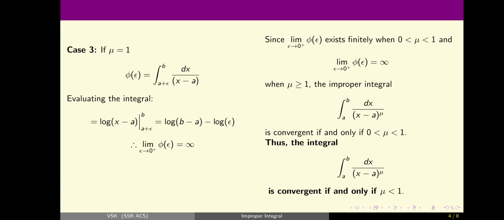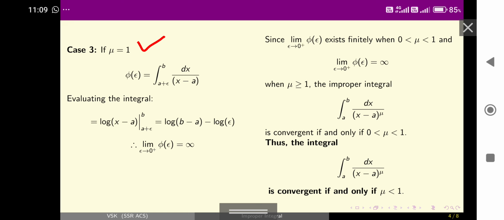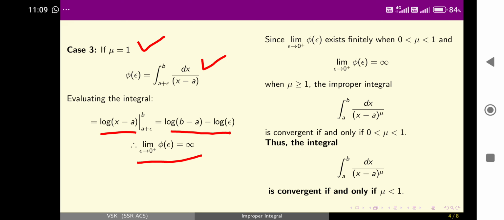Now let us take the third case, when mu is equal to 1. Then phi(epsilon) becomes this expression, and when we evaluate this integral, we get log of (x minus a) from a plus epsilon to b, and we get this expression. When we take the limit as epsilon tends to 0, we get infinity. So when mu is equal to 1, the improper integral is divergent.